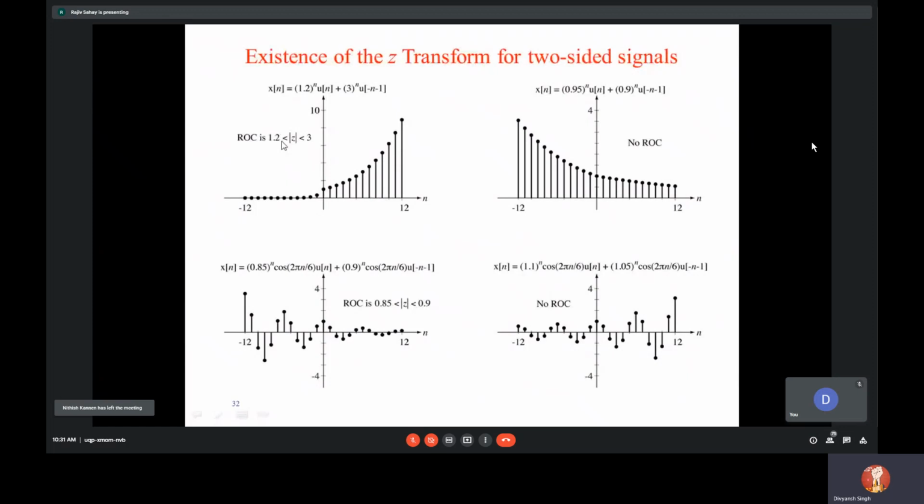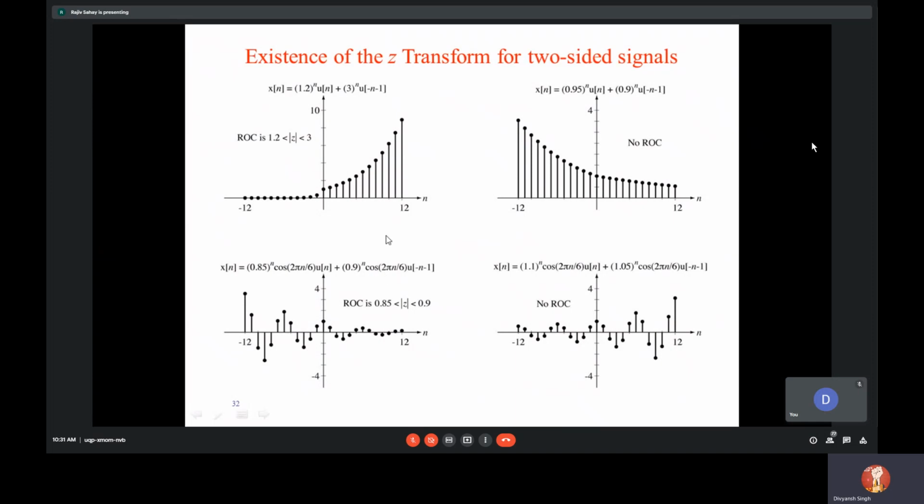Similarly, here the ROC is less than 0.9, so it is less than 1. So it doesn't include the unit circle. If the ROC doesn't include the unit circle, then the DTFT doesn't exist. But the Z transform exists.